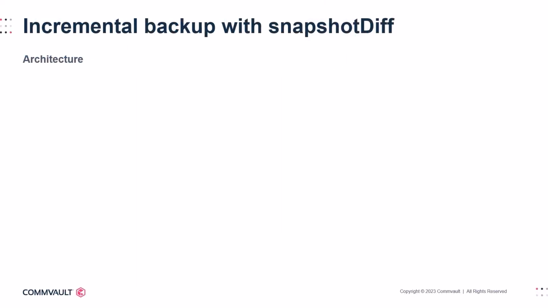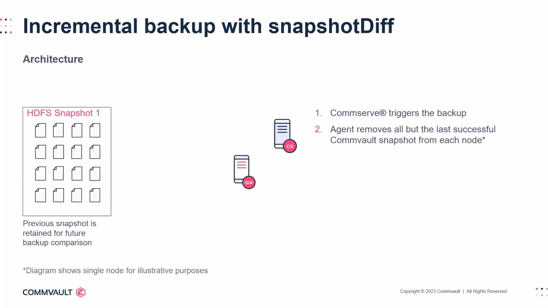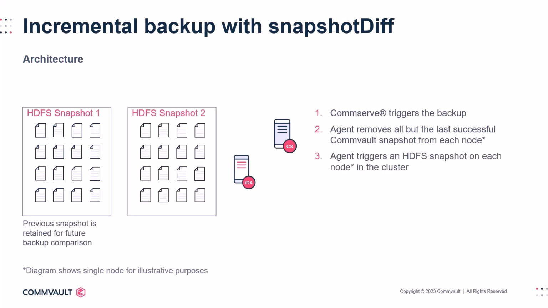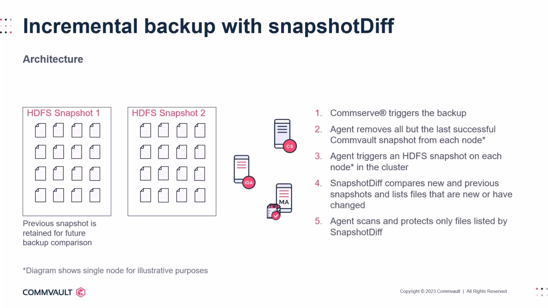Firstly, the CommServe initiates the backup. The Hadoop agent removes all but the last successful Commvault snapshot from each node in the cluster. The on-screen diagram shows a single node for illustrative purposes. The Hadoop agent triggers an HDFS snapshot on each node of the cluster. Snapshot diff then compares new and previous snapshots and lists files that are new or have changed. The Hadoop agent then scans and protects only the files listed by snapshot diff.